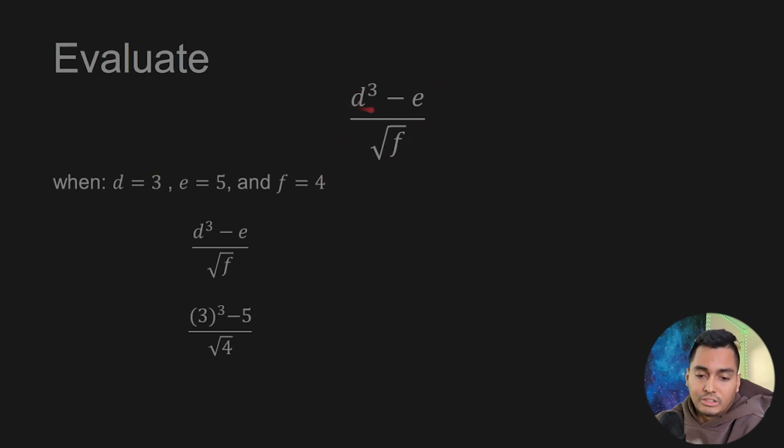So again, d is going to be 3 cubed minus e is 5. Okay, so evaluating 3 cubed minus 5 over root 4. Okay, so 3 cubed is 3 times 3 times 3. And so that's going to be 3 times 3 is 9 times 3 is 27. So we have 27 minus 5 over 2. Okay, and so that's just going to be 27 minus 5 is 22 over 2 is 11. Okay, so that's the answer for this case here.